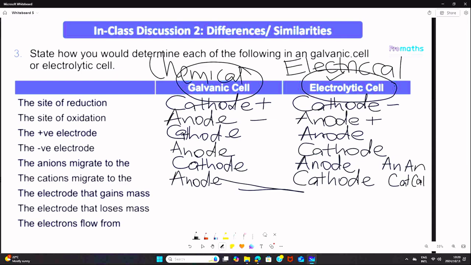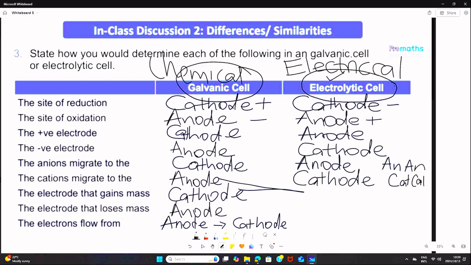The electrode that gains mass is where reduction takes place. Where does reduction take place? It takes place at the cathode. And the electrode that loses mass is the anode, because remember, oxidation is the loss of electrons, whereas reduction is a gain of electrons. Electrons flow from the anode to the cathode. Now this remains the same for your entire cell. This is how you remember the summary of the entire cell.